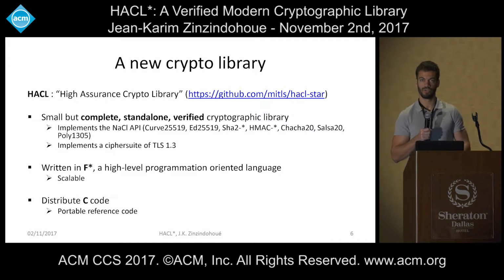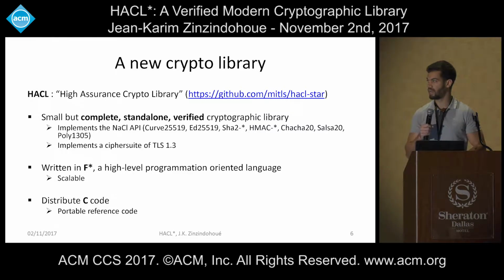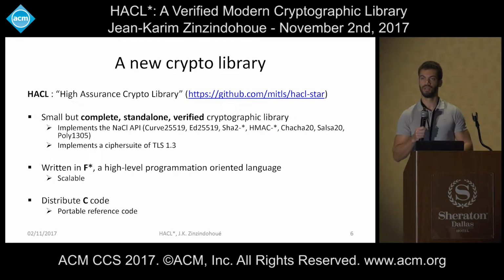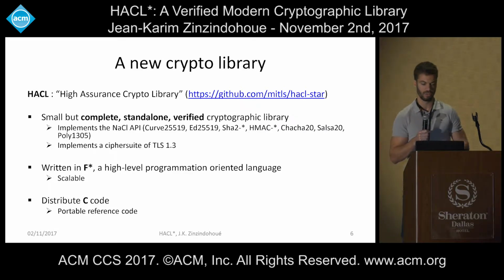So to do so, we chose F* for scalability. But because of the drawbacks of high-level languages, we also decided that we wanted to distribute C code with the idea of providing, so it would not be the fastest code out there, but at least it would be reference code that everyone could trust and that would be easy to distribute and also to review, because very few people are actually willing to read F* and understand it, while C code is very well known.